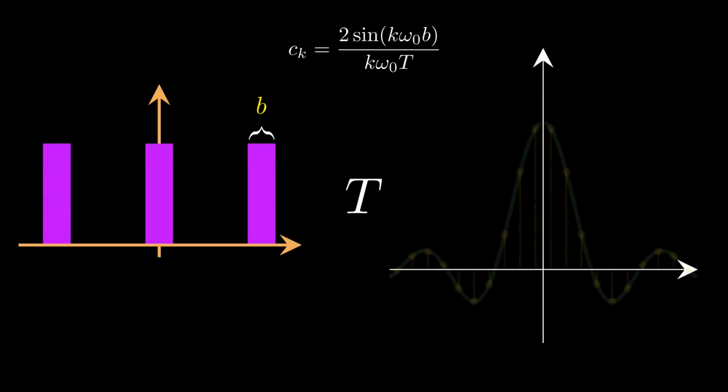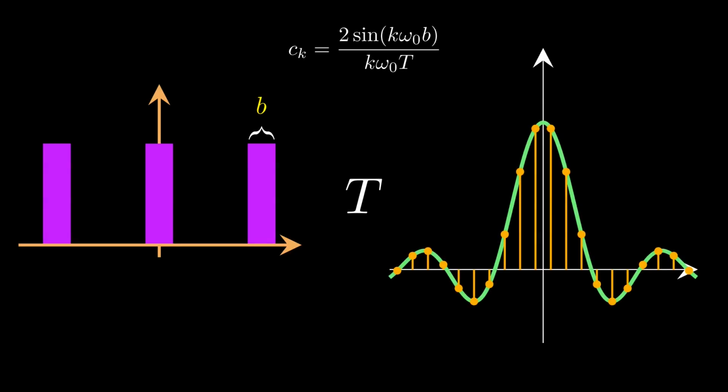It will be very convenient if the height is not affected by the period. For this, we move the period T from the right side of the equation to the left side. Thus, the envelope has become T times c sub k. This will be very important in deriving the Fourier transform.